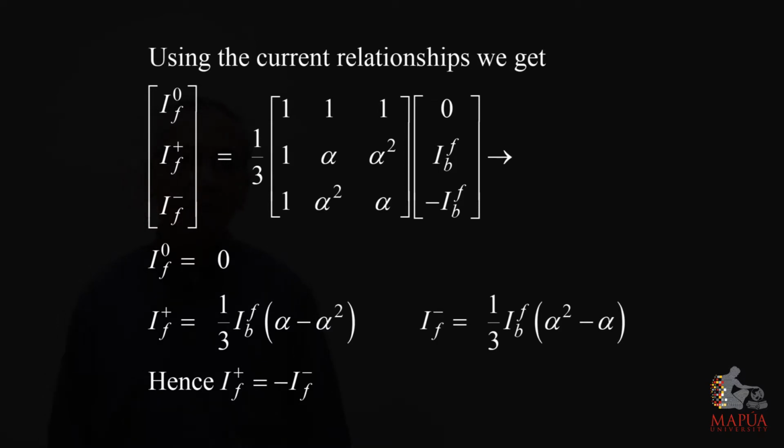Now hence, we can say that the fault current, positive sequence and negative sequence, are both equal but in the opposite direction. IF positive sequence is equal to the negative of the negative sequence fault current.